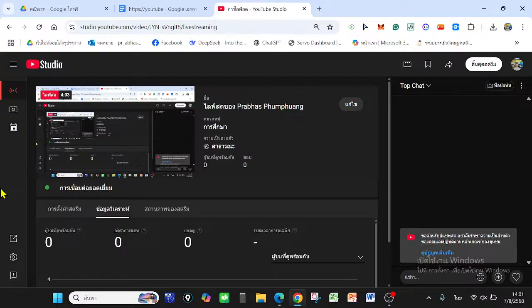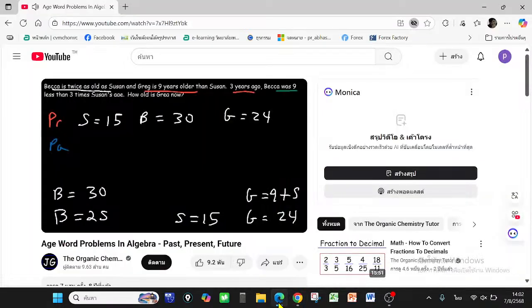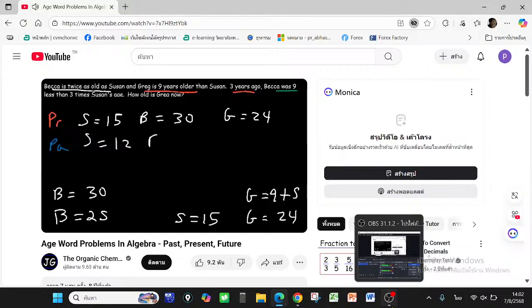Now, we know that Becca is twice Susan's age, so Becca is 2S. So 2 times 15 is 30. And Greg is 9 plus S. 15 plus 9 is 24. So in the present, Susan is 15, Becca is 30, and Greg is 24. Now, in the past, 3 years ago, Susan is going to be 12 years old, Becca is 27, and Greg is 21.